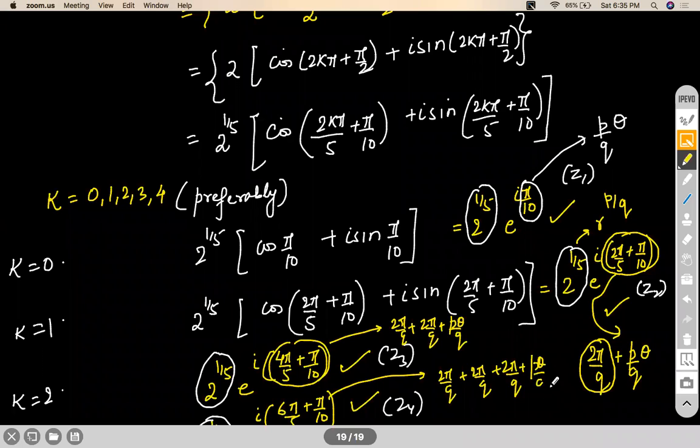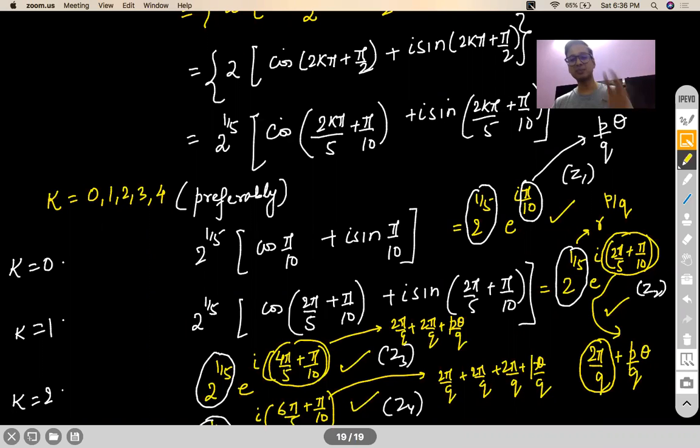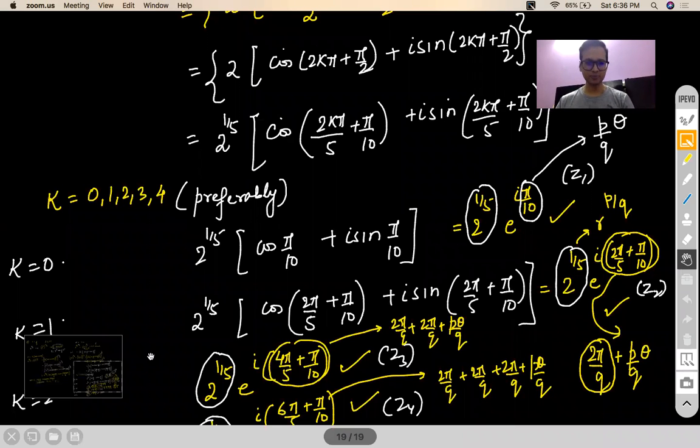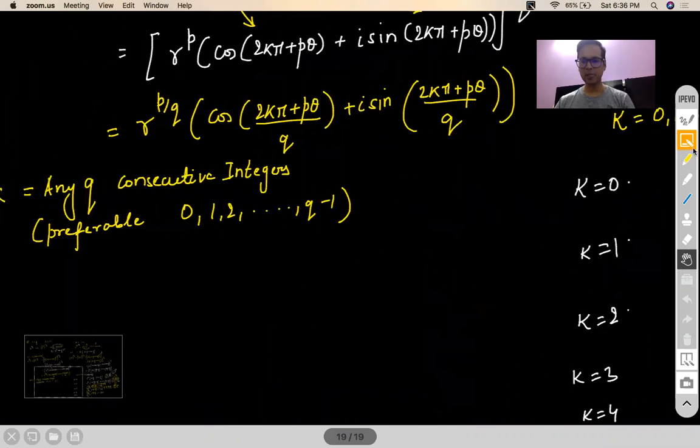This is a very, very important observation that will help you find your answers sometimes even without undergoing the same process. If you make this observation, you can get your answer pretty quickly. So let us go to the Argand plane first. Let us go to the Argand plane.